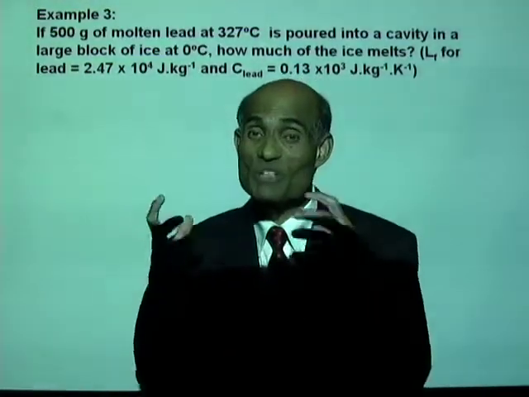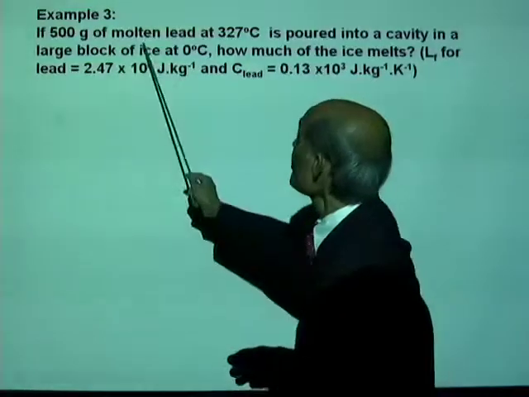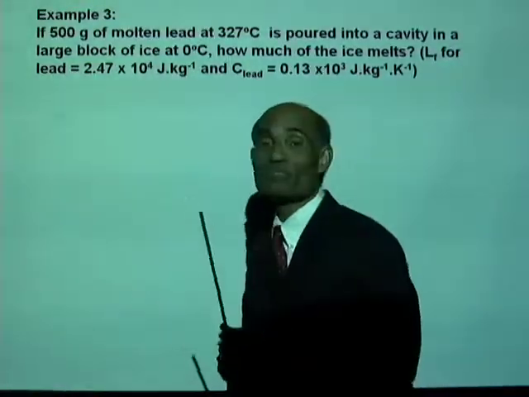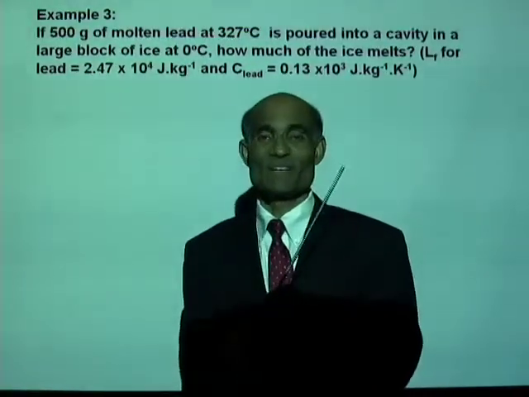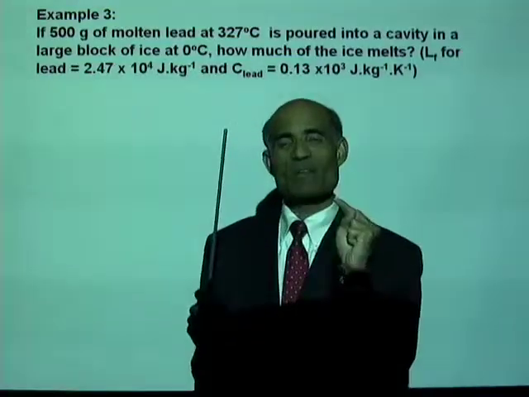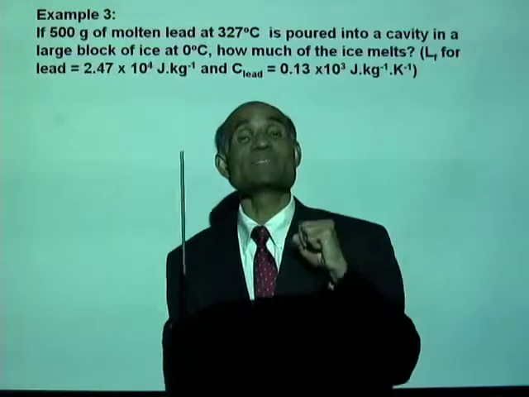Can you visualize what happens here? We have a molten lead at 327 degrees Celsius. That is the melting point of lead. So what is going to happen to that molten lead when it is poured into a cavity of ice?